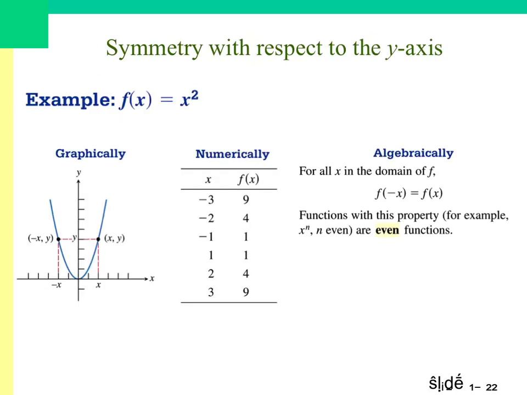Symmetry with respect to the y-axis. Symmetry means if you fold it over a line, they match up. So graphically, if you look at it, if I folded it over the y-axis, they would match. If you look at it here, see how 3 is 9, -3 is 9, -2, 4, 2. It's the same distances. Okay?